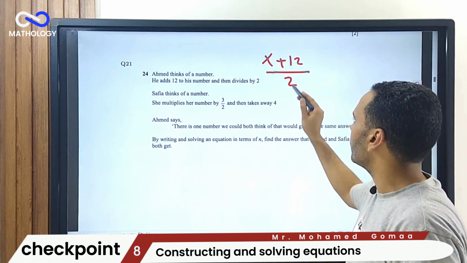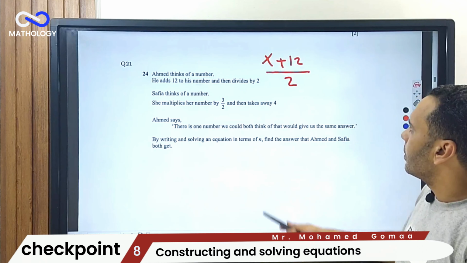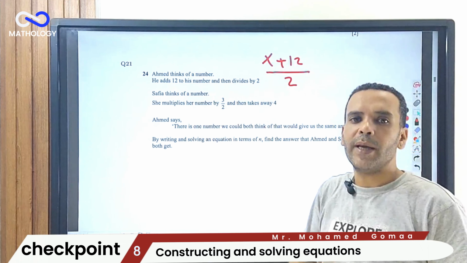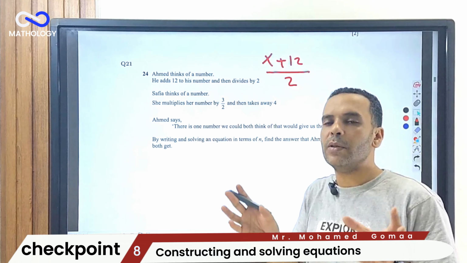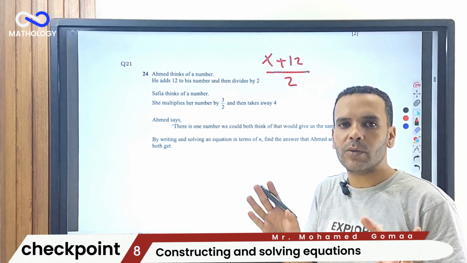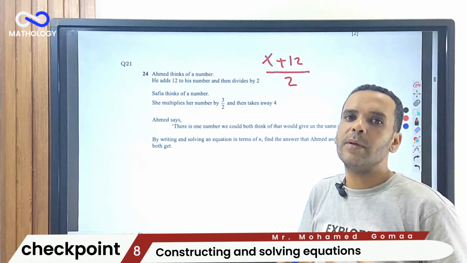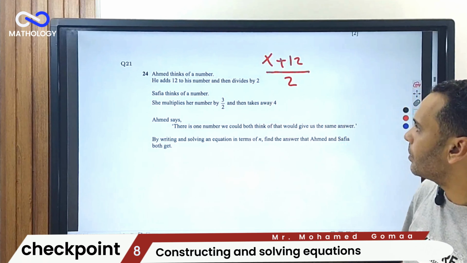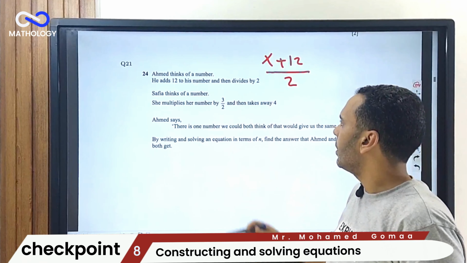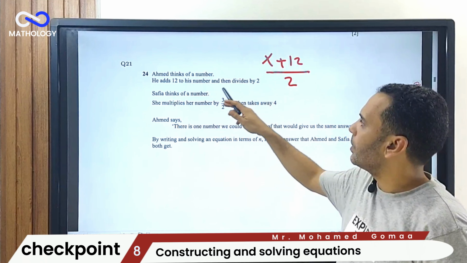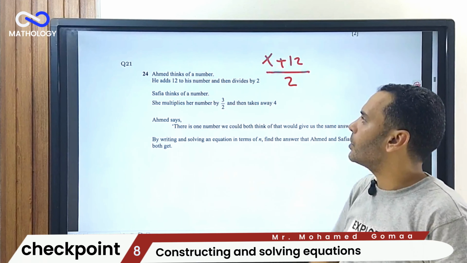He adds 12 to his number and then divides by 2. Divides means a fraction, like this. Let the number be x, then add 12, it will be x plus 12. Divide by 2, divide x plus 12 by 2, not just x. Divide the sum he got by 2. It will be x plus 12 over 2. Okay, this expression refers to Ahmed.